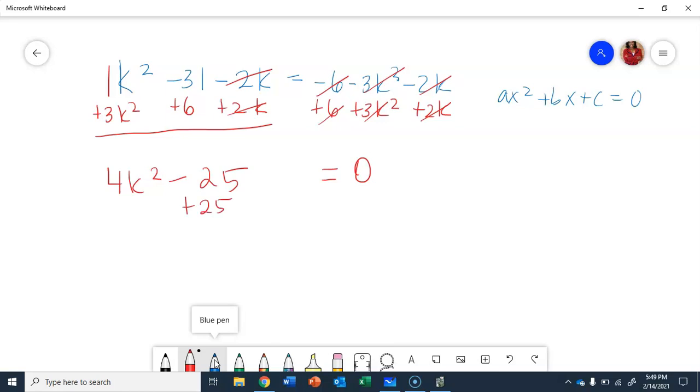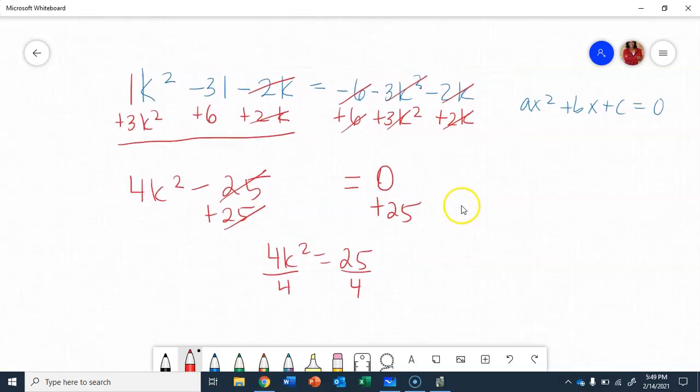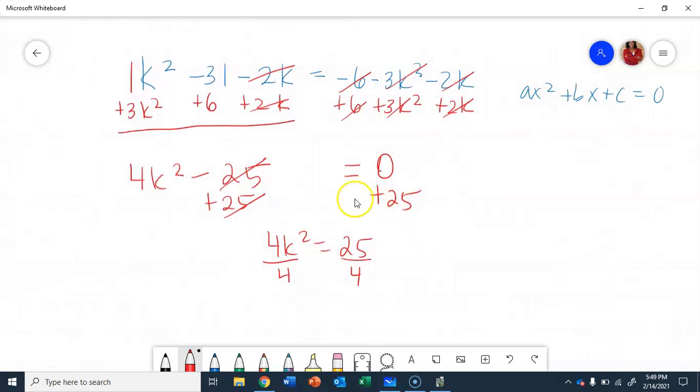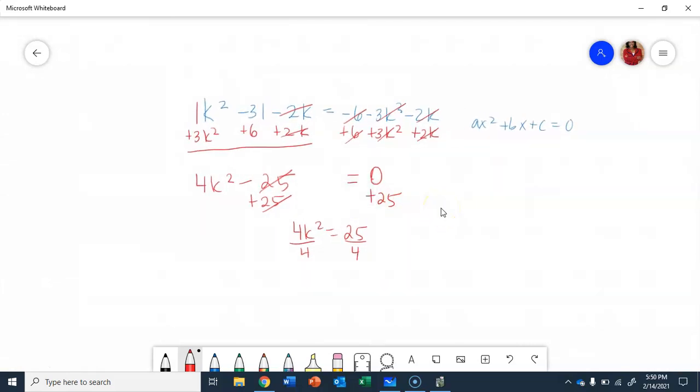So I'm going to add 25, add 25. So I have 4k squared is equal to 25. Again, I'm just trying to solve for k, right? But I have a k squared. So 4 divided by 4 over here is 1. Zoom, get some more room. So 4 divided by 4 is 1. And this is just k squared equals.